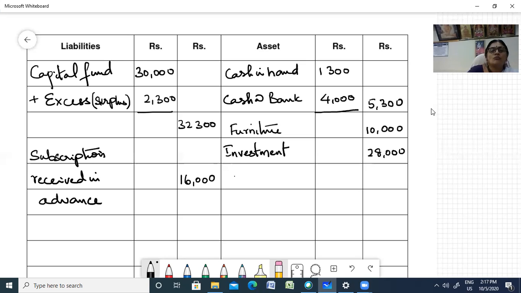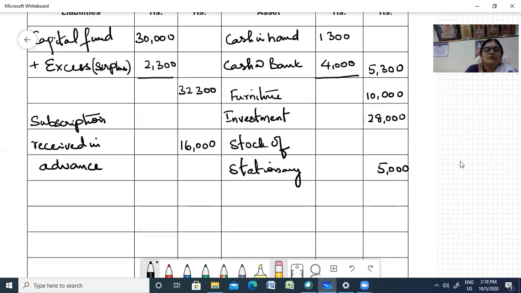Stock of stationery, that is the closing stock. Remember we calculated stock of stationery, that is 5,000. Right? I think we have entered all the details required. This is a closing stock, opening balance plus purchase minus closing stock. Right? Okay. Now that we have done with it, let us see whether our balance sheet is tallying. You don't have any other details, so we can close it here.